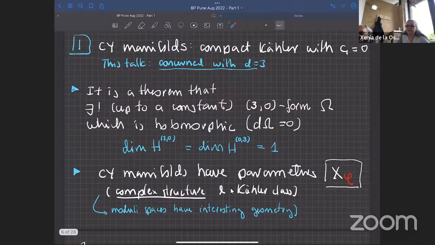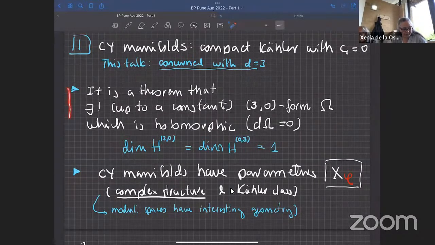A very important fact that we will need in these talks is that there is a theorem that says that on Calabi-Yau manifolds, there is a unique, up to a constant, (3,0) form that I want to call capital Omega, which is holomorphic. Which means that the dimension of the H^{3,0} and H^{0,3} global cohomology is always one. And in fact, one can almost take this as a definition of a Calabi-Yau manifold.